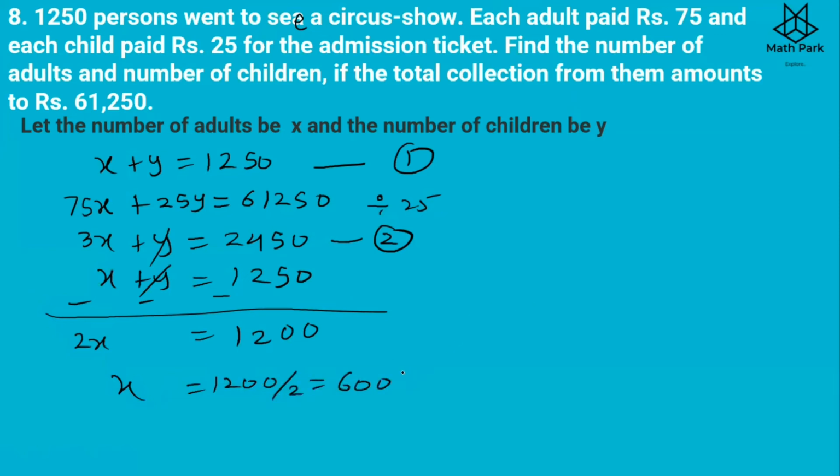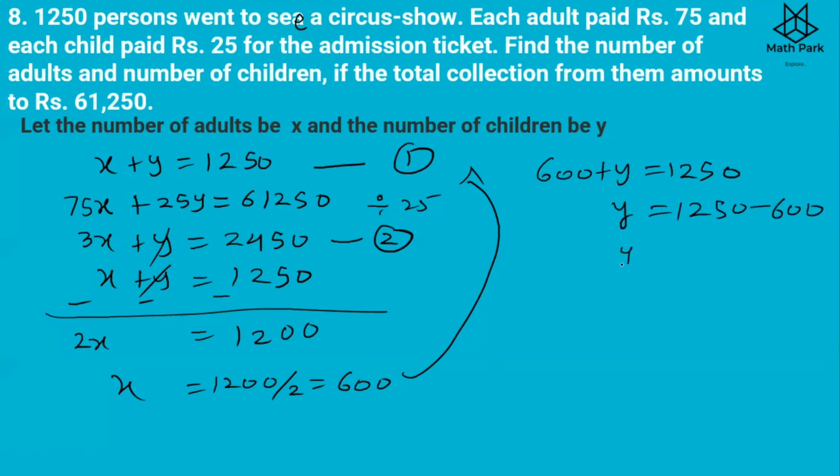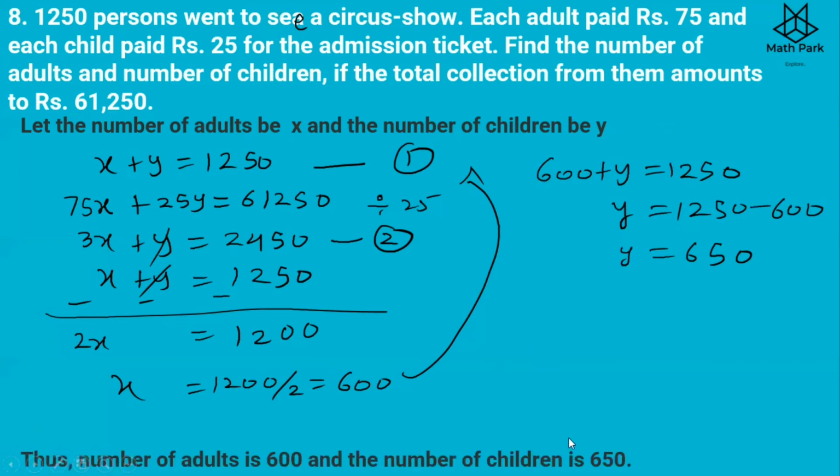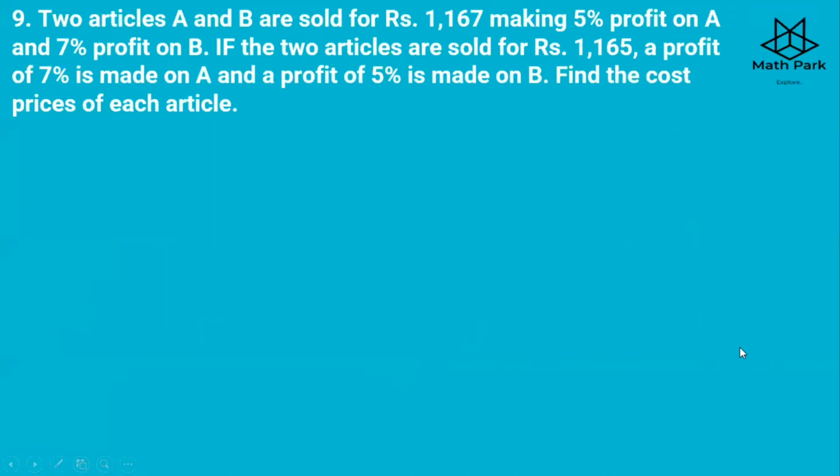Substitute this in equation number 1. So we have x, that is 600, plus y is equal to 1250. So y is equal to 1250 minus 600, which is 650. So this is the number of people who went to the circus: the number of adults is 600 and the number of children is 650. Got it? Moving to question number 9.